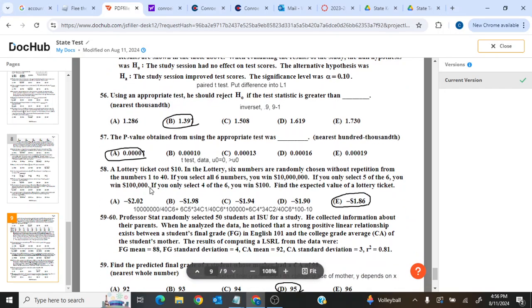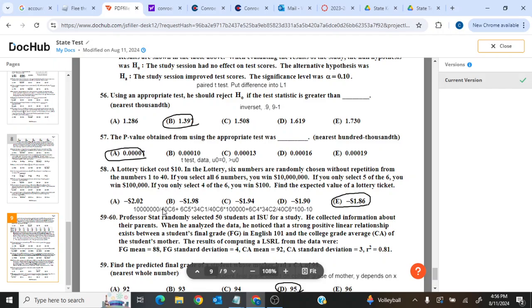Okay, well, first off, let's figure out the number of combinations. There's only one way you can select all 6 numbers in terms of combinations. You just select all 6 of them and don't select any wrong ones. However, there are 40 combination 6 ways you can choose 6 numbers from the entire data set. So you have to divide your $10 million winnings by that value.